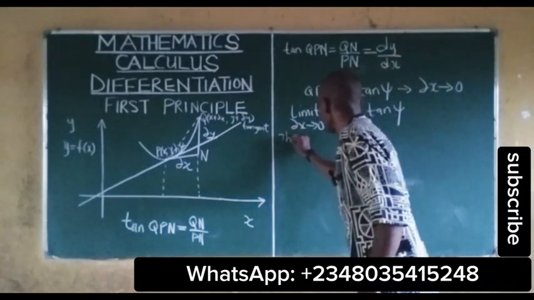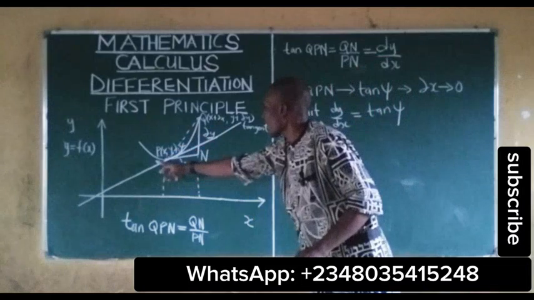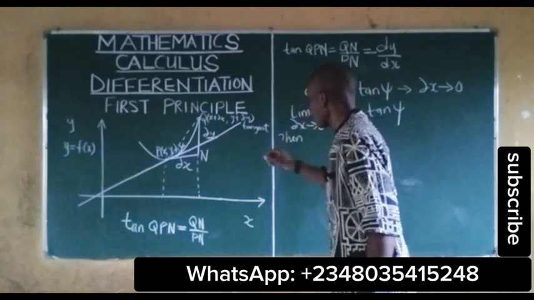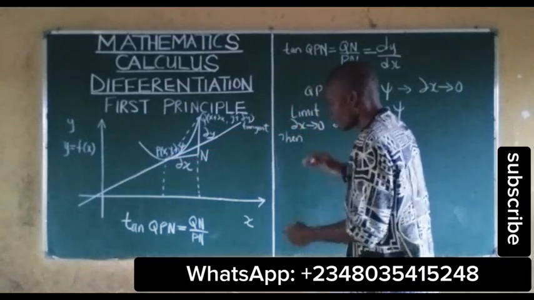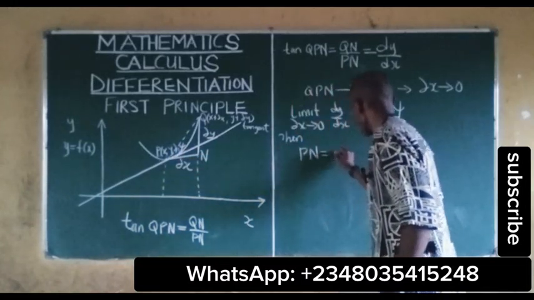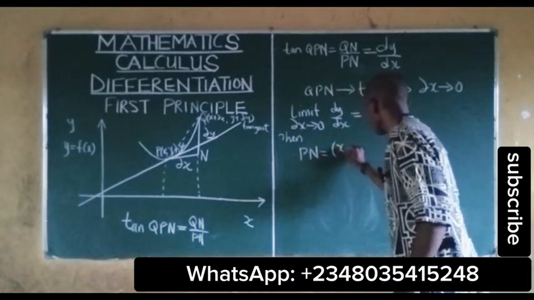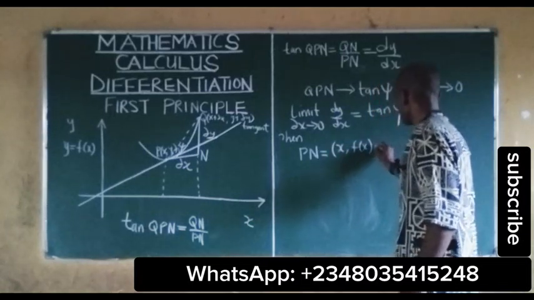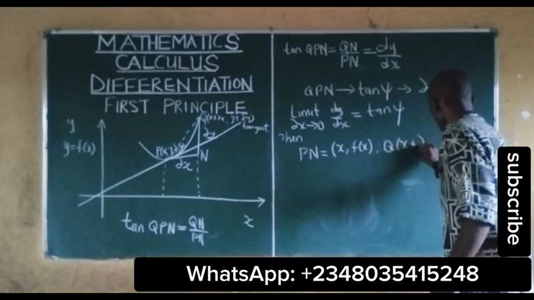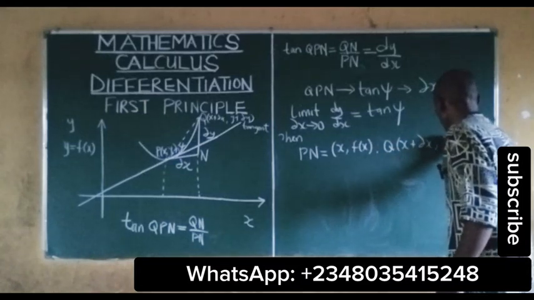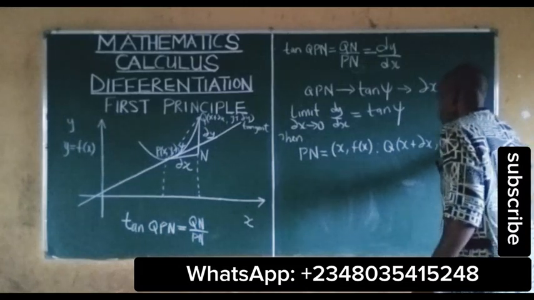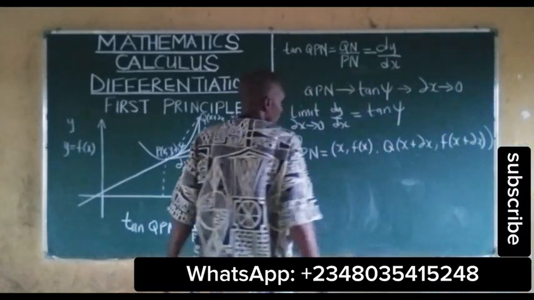Then, since Q and P lie on the same curve, we have that Qn and Pn can be spelled out. So it means P can be written as x, f of x, and Q as x plus dx and f of x plus dx. So we can have a function like this.